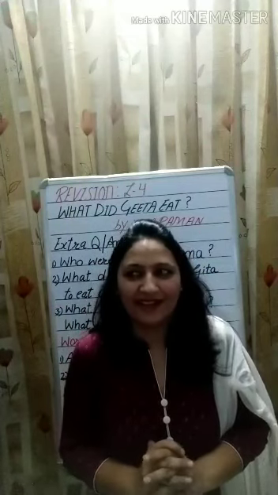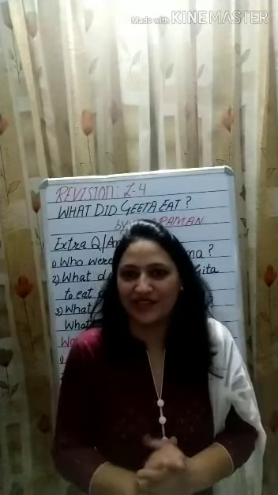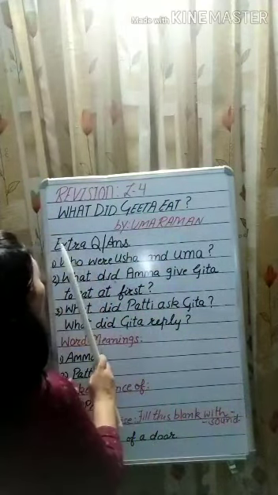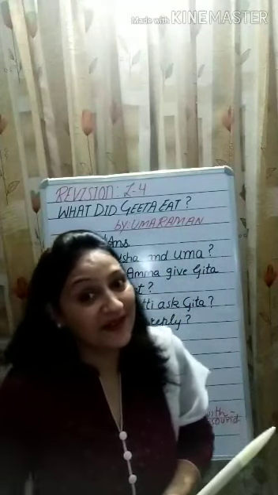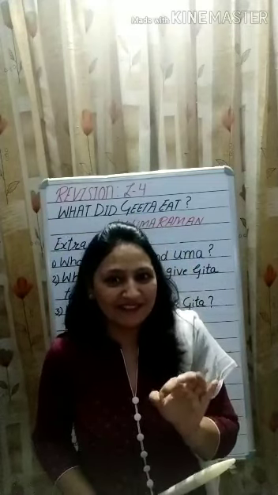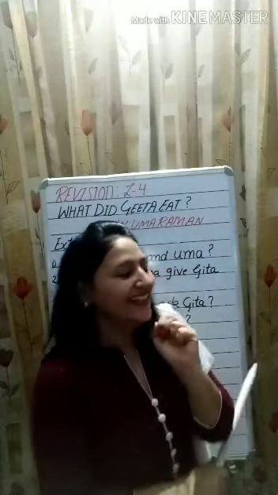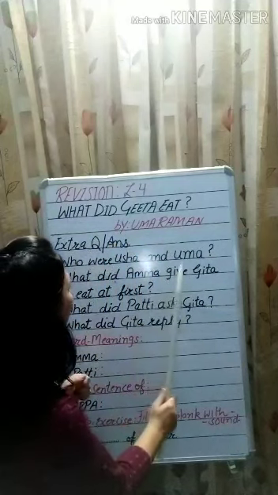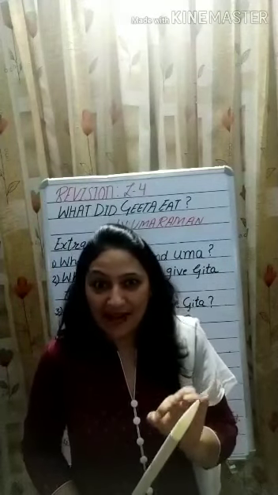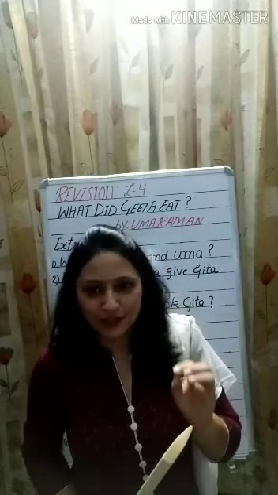Now it's time to check what you have learned from this story. So let us discuss some extra questions, okay? It's your turn. You have to give me the answer. First question, who were Usha and Uma? Hurry up. Think. Yes, Usha and Uma were elder sisters of Geeta. And who was Geeta? Yes, she was a sweet little girl. So what did Amma give Geeta to eat at first? At first Amma gave her, hurry up, think. Yes, Amma gave her toast with jam.